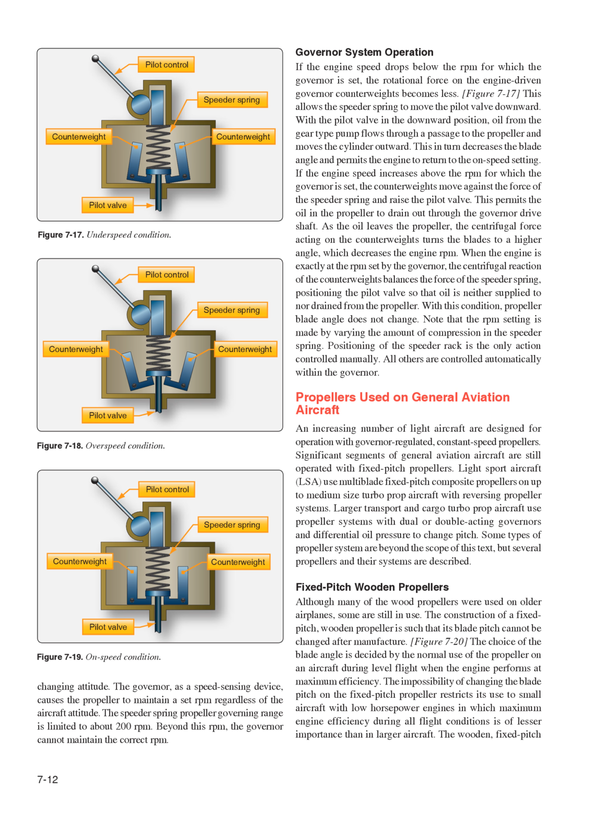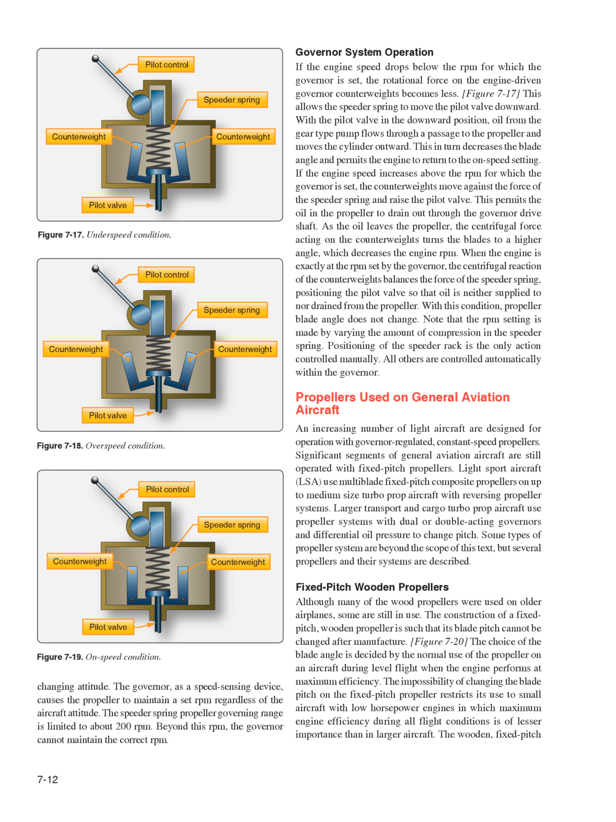If the engine speed increases above the RPM for which the governor is set, the counterweights move against the force of the speeder spring and raise the pilot valve. This permits the oil in the propeller to drain out through the governor drive shaft. As the oil leaves the propeller, the centrifugal force acting on the counterweights turns the blades to a higher angle, which decreases the engine RPM.